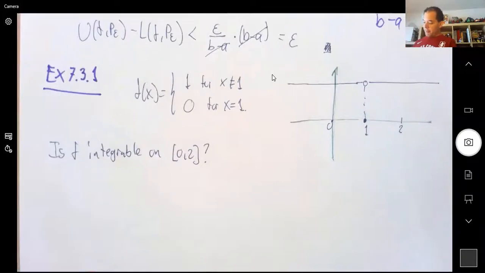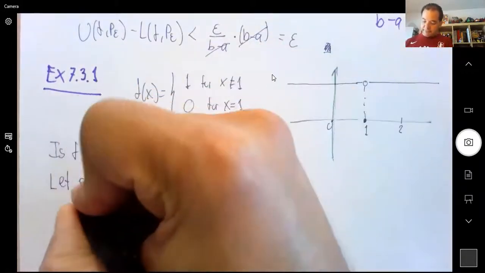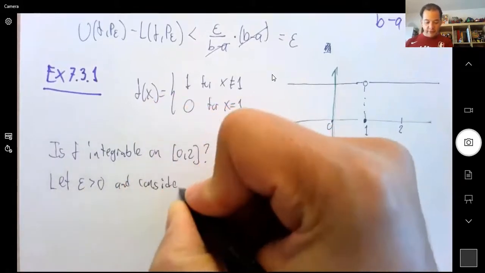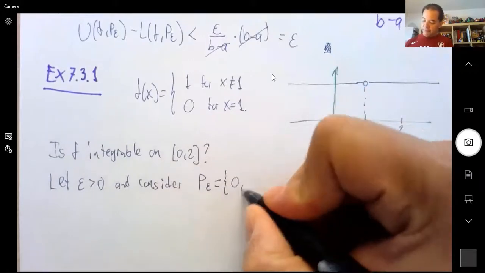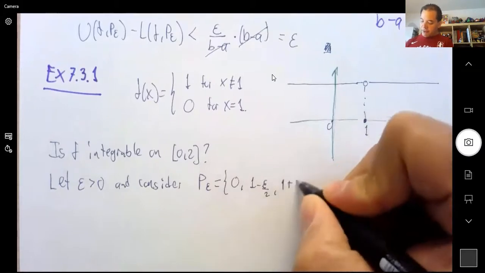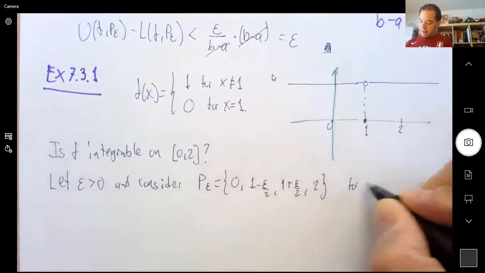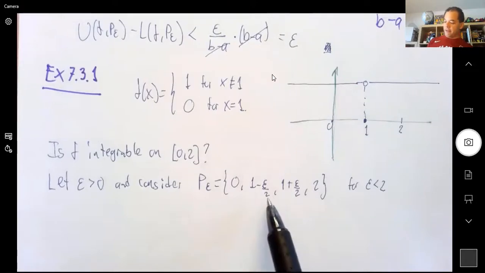Well, here's a possible partition. So let epsilon be greater than 0 and consider this partition. It will be very simple. It's only going to have 4 elements: 0, 1 minus epsilon over 2, 1 plus epsilon over 2, and 2. I'm going to assume that epsilon is tiny, smaller than 2. So this makes sense. Okay?